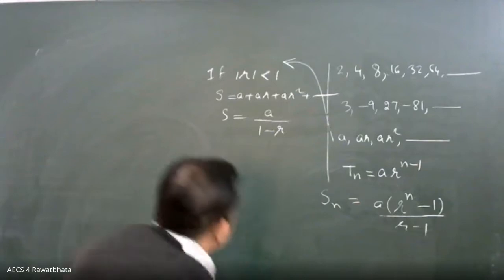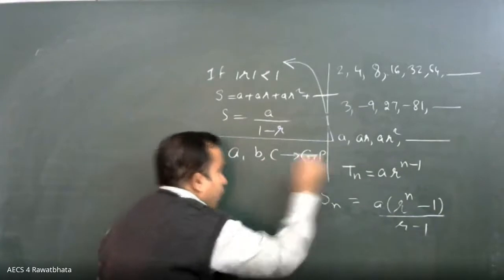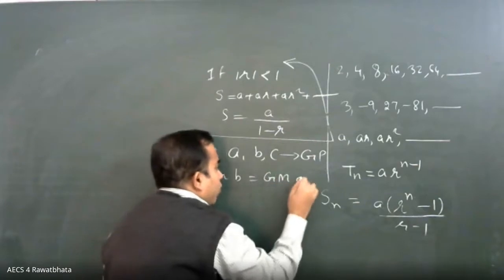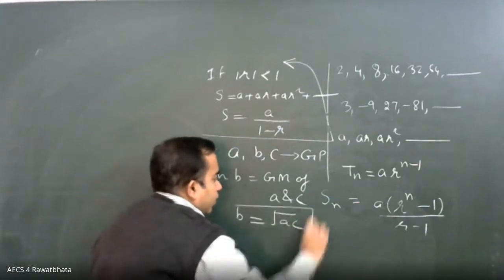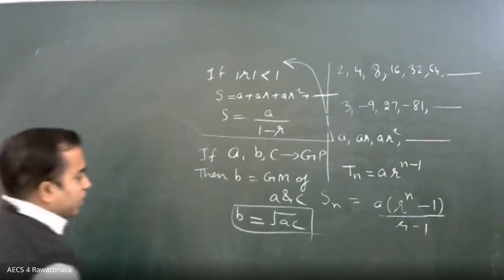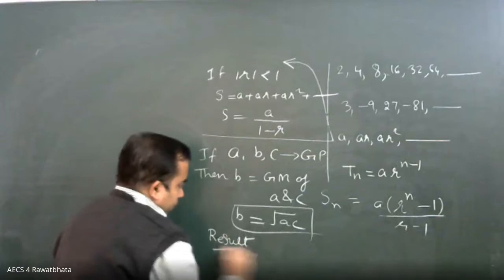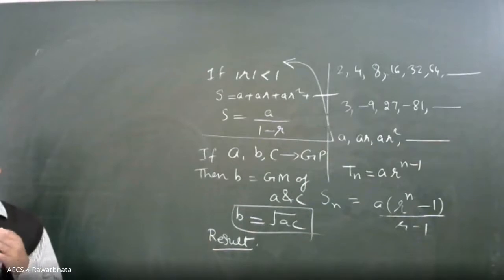Then if three numbers a, b, c are in GP, then b is called the GM, geometric mean of a and c, and GM is given by b equals root AC. This also we saw, right? And one more result we discussed. Satyanarayan, can you tell me what was the AM, GM, HM inequality? One more result, students, you remember? The relation between AM, GM and HM.